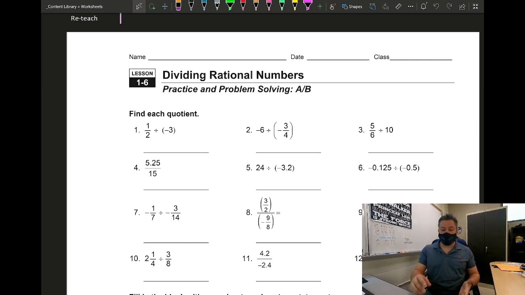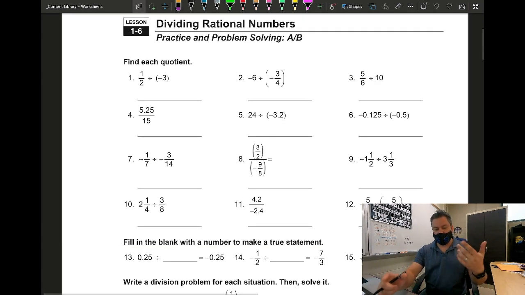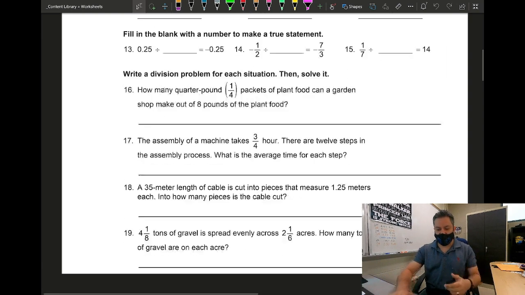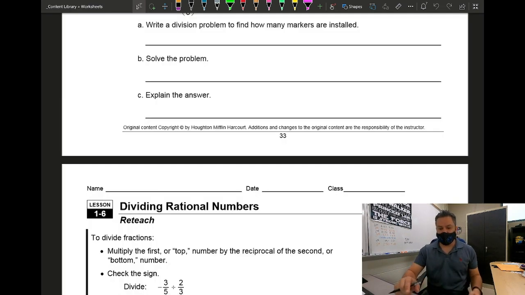Okay, so in this lesson, my class is going to be working on this page right here, which is the AB side. Not all of them, but some of them. The ones I'm going to be doing are right here on the bottom, which is going to help my class actually do that assignment.